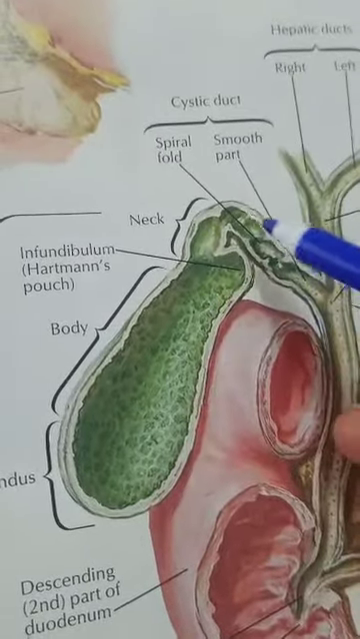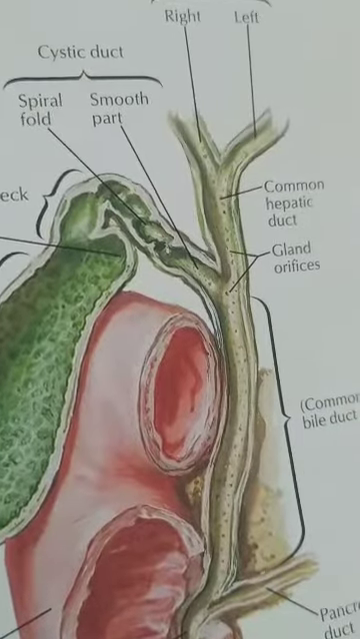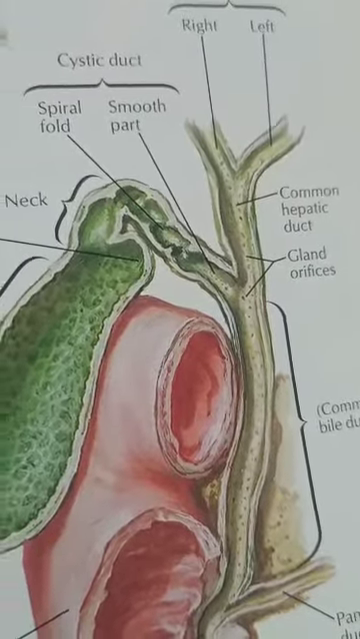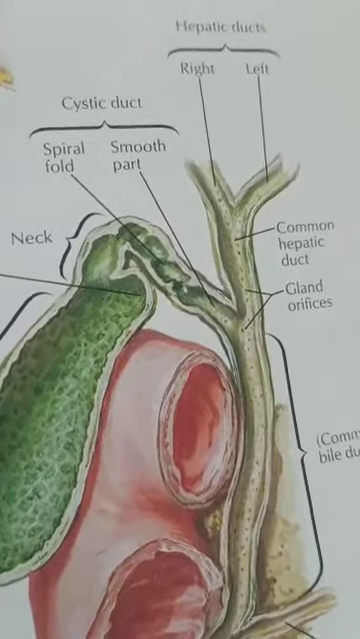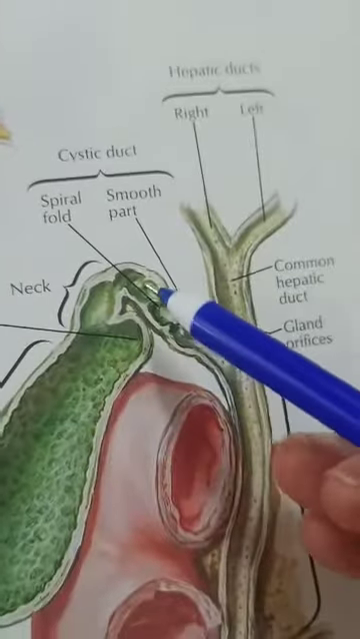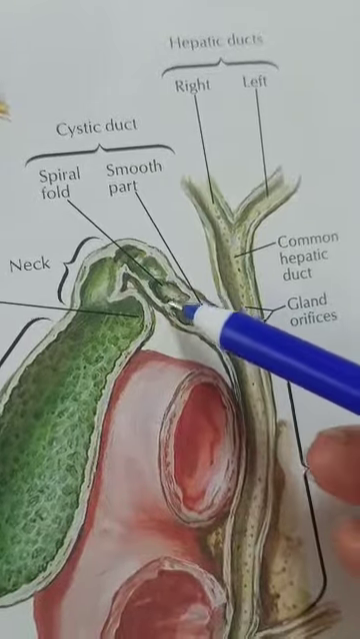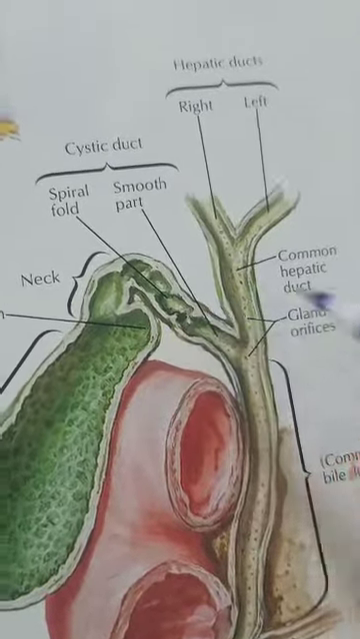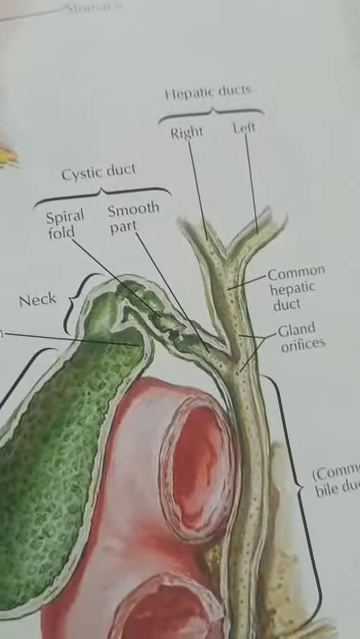Coming to the cystic duct also, you can see the mucosa presents spiral foldings which act as a valve. This is known as the spiral valve of Heister. Here we can see the mucosa. It is spirally folded, which forms the valve, that is known as Heister's valve. Okay.